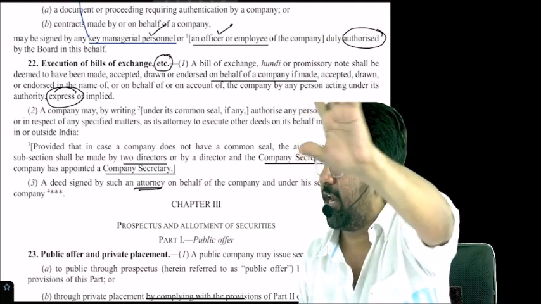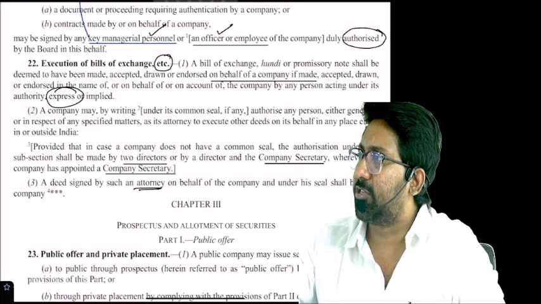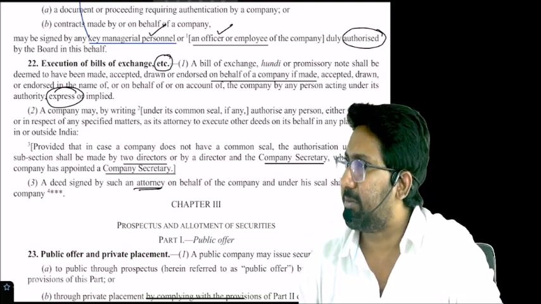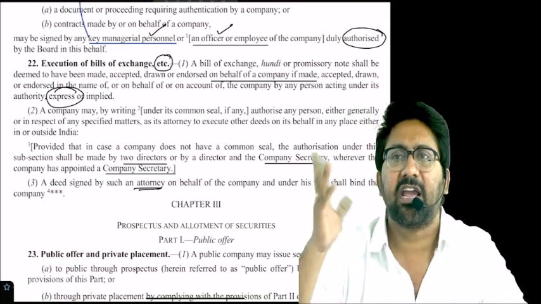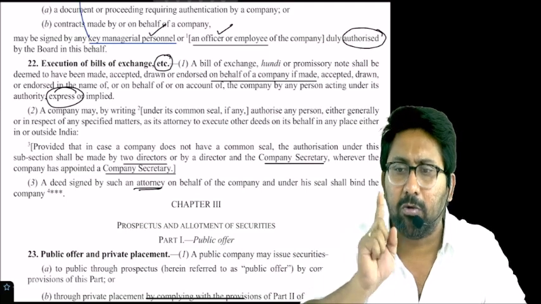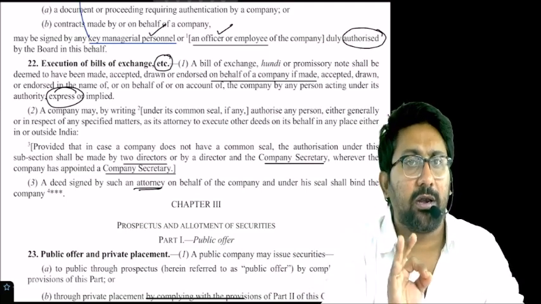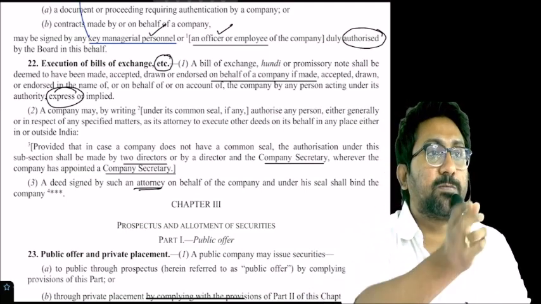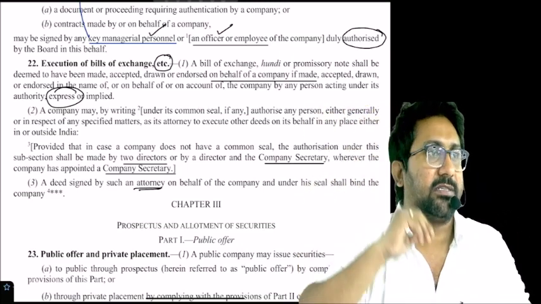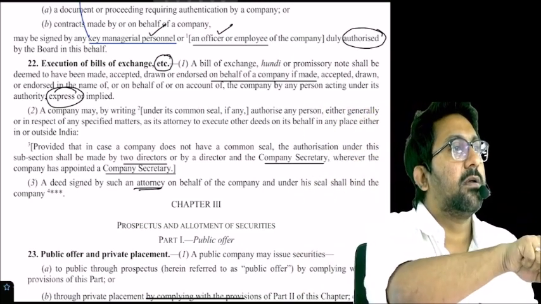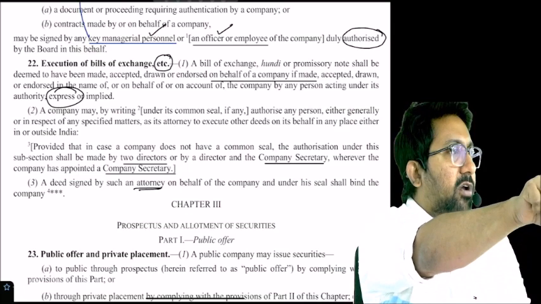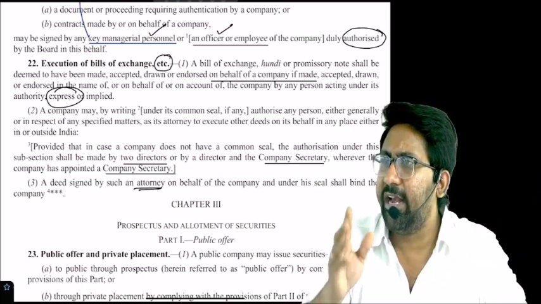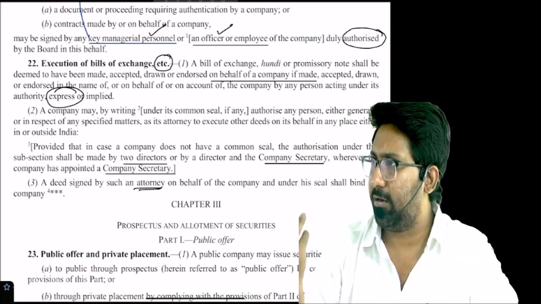Repeat for one last time. Bill of exchange, hundis, promissory notes, negotiable instruments shall be signed by the company. Company can sign or cannot? On behalf of company, who can sign? Any authority having express or implied powers. Express means what? Clearly I said you have to sign. Implied means what? I didn't tell anything. Any director can sign. Clear?